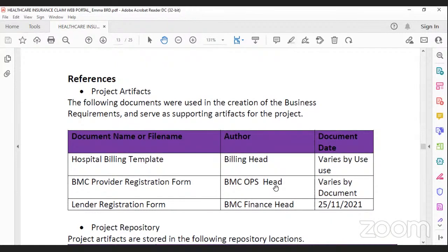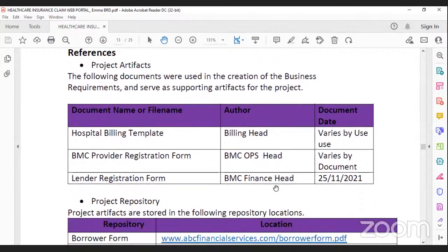There is a research institution that gives a lot of approvals and then does a lot of research in medicine and biomedical stuff. So BFC provider registration form, you can see the operational head also helped with the document, and then the lender registration form by the finance head.